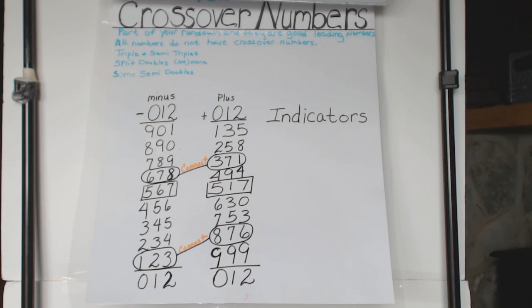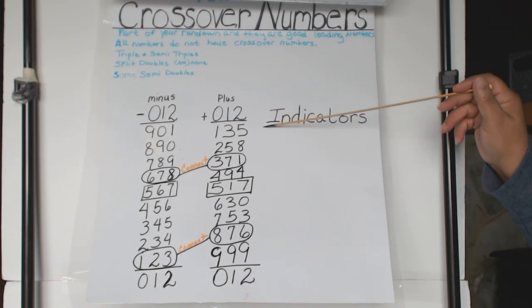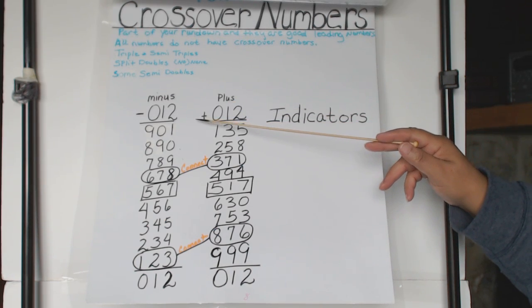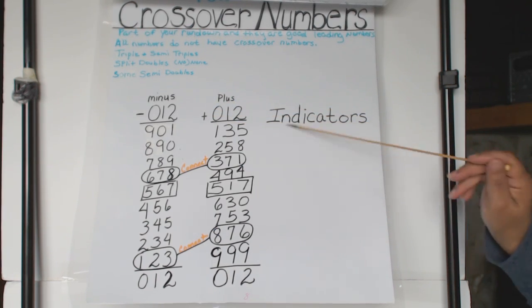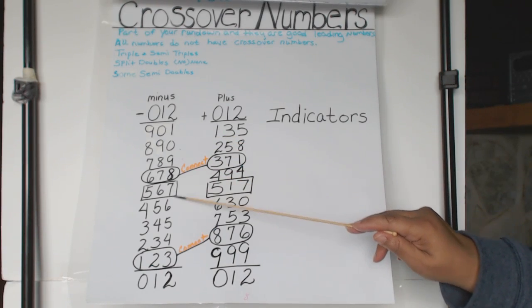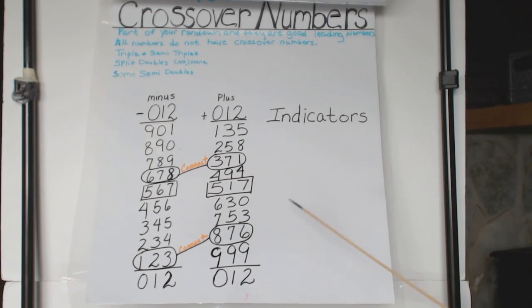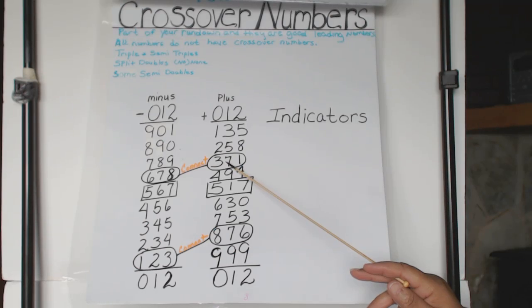We're going to talk today about crossover numbers, and this is your demonstration here. Crossover numbers are basically indicators, and you can find them in the minus, also in the plus. The secret is they connect because they are family members.